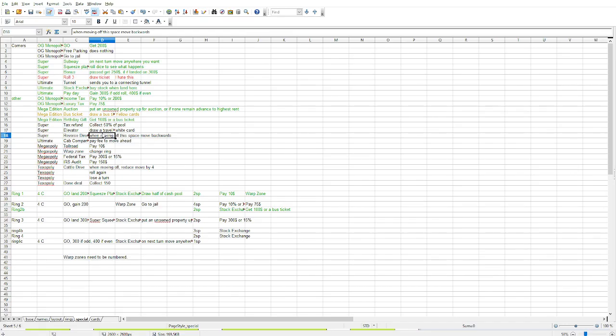Ooh, reverse movement. You know what? I'll put that here. I'm not going to mark this black though, because I think having more than one of these would be good. Oh yeah, you know what? I'll put one in here.